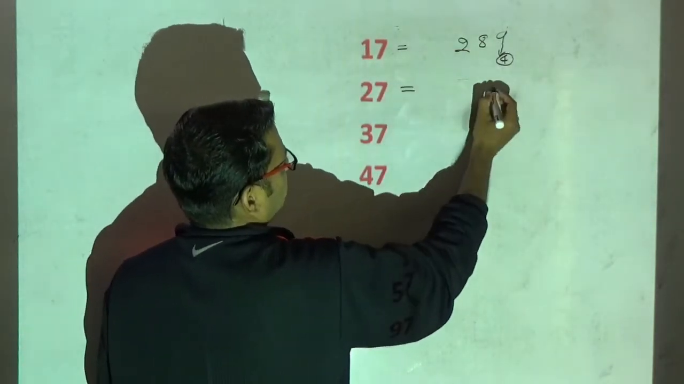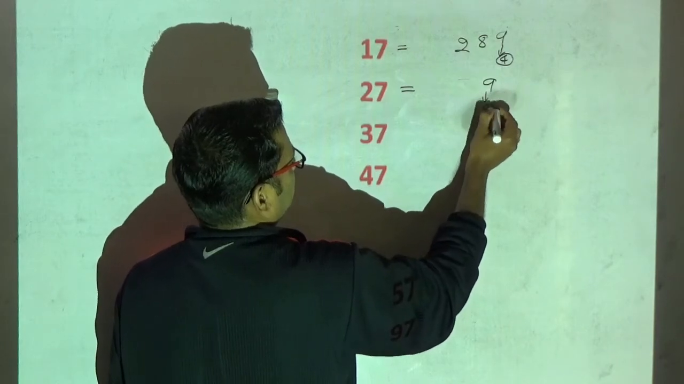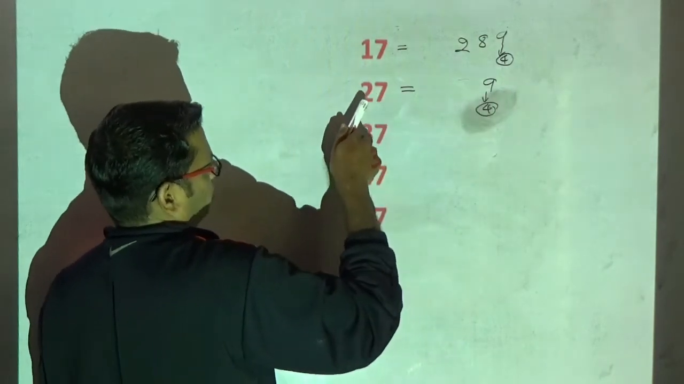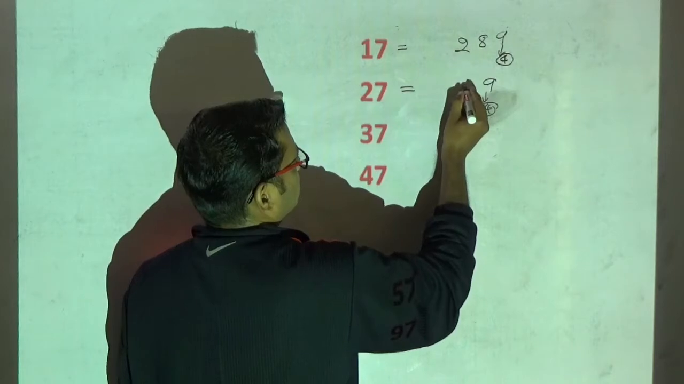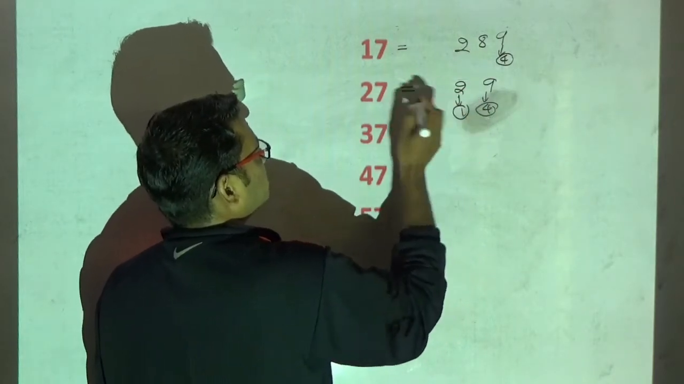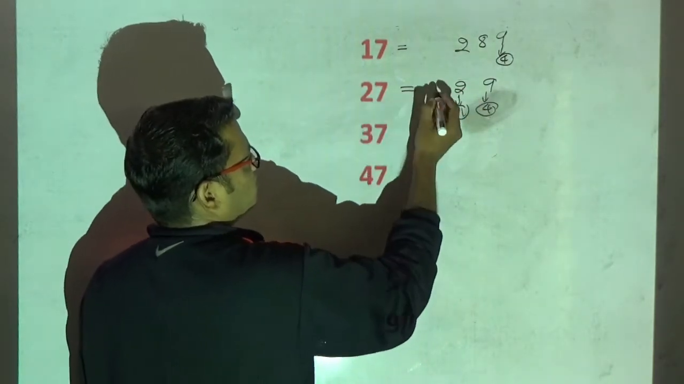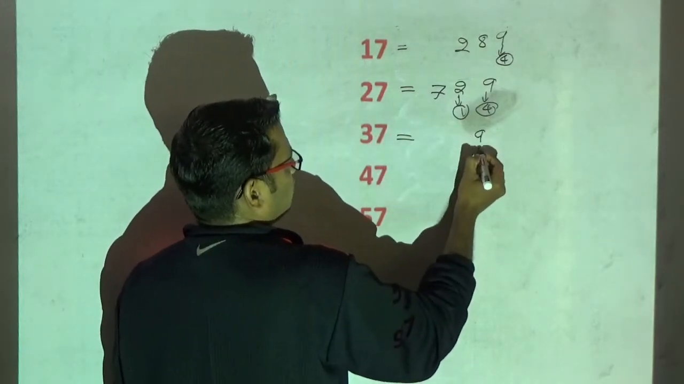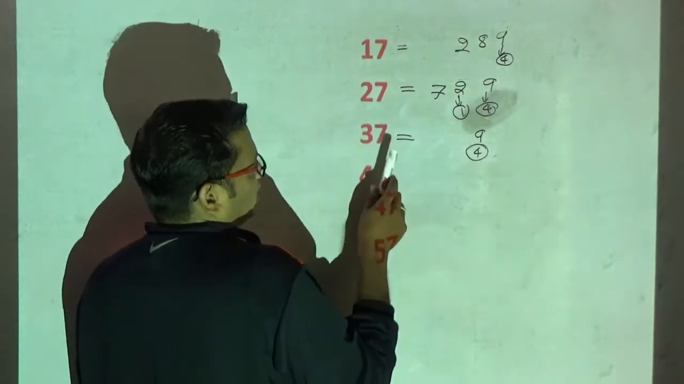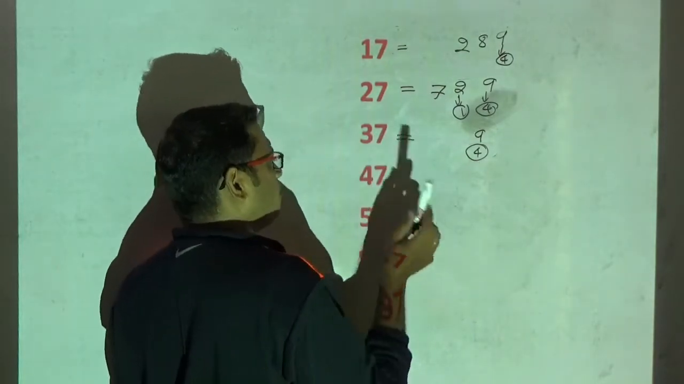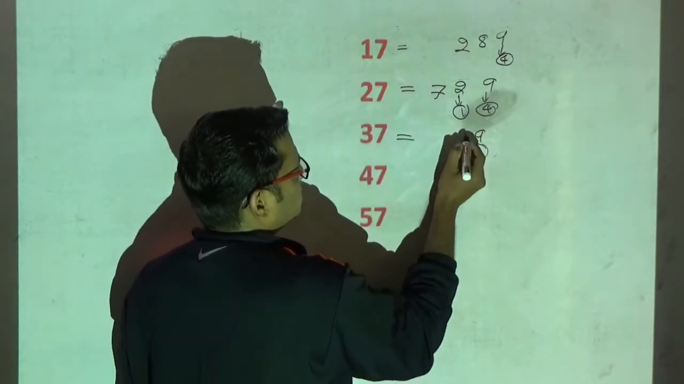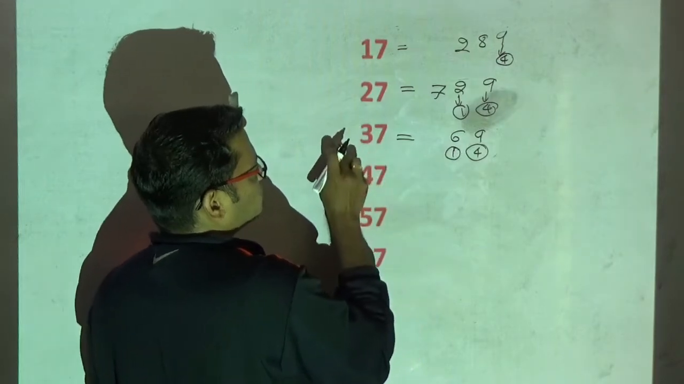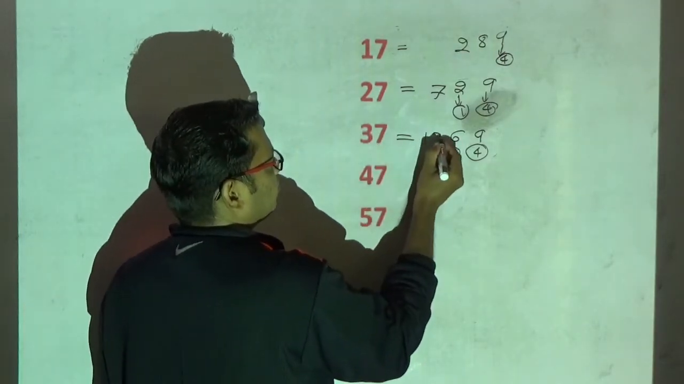Similarly here, 7 square 49, 4 is the carry, double of 7, 14, unit place 4, 4 2s is 8, 8 plus 4 is 12, carry is 1. Next number is 3, 3 2s is 6 plus 1 is 7. Similarly here, 7 square is 49, 4 is the carry. Double of 7 will become 14, unit place 4, 4 3s is 12, 12 plus 4 is 16, carry is 1. Next number is 4, 4 3s are 12 plus 1 is 13.